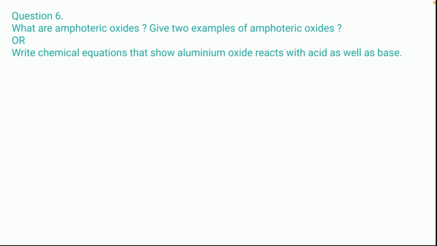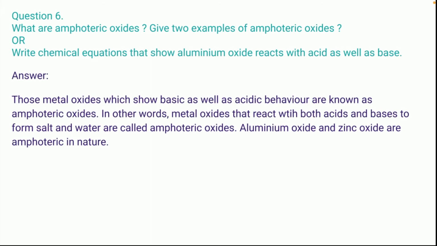Let us move on to the next question. Question number 6. What are amphoteric oxides? Give 2 examples of amphoteric oxides. Or the question can also be asked like this: write chemical equations that show aluminum oxide reacts with acid as well as base. Answer is, those metal oxides which show basic as well as acidic behavior are known as amphoteric oxides.